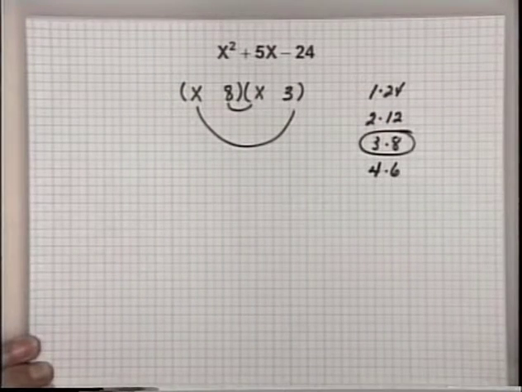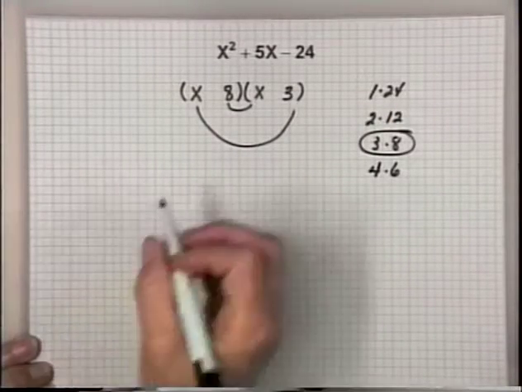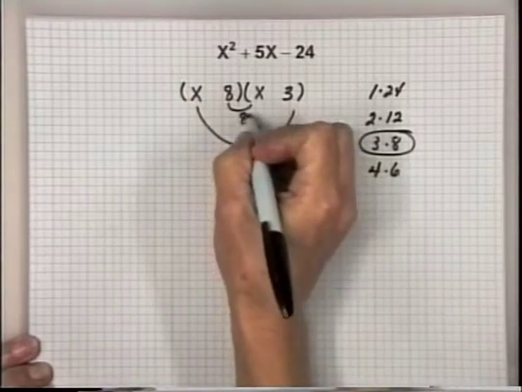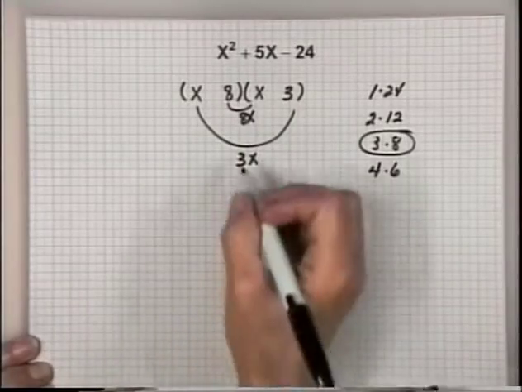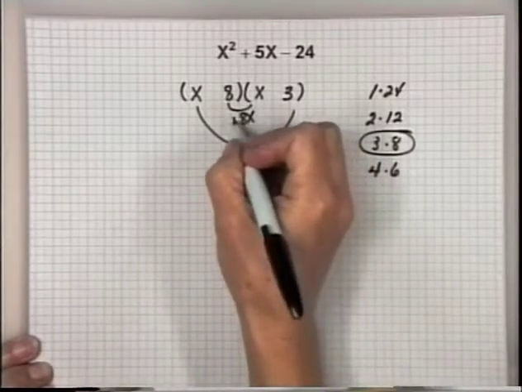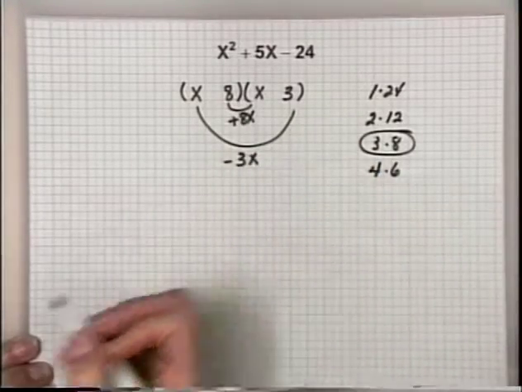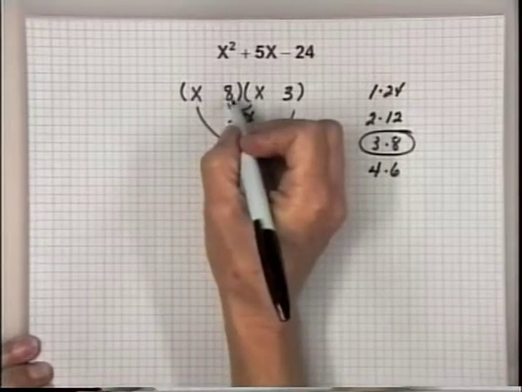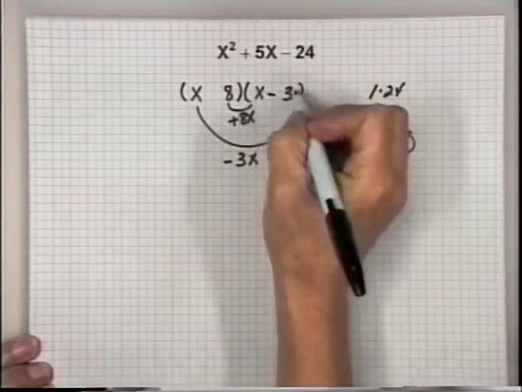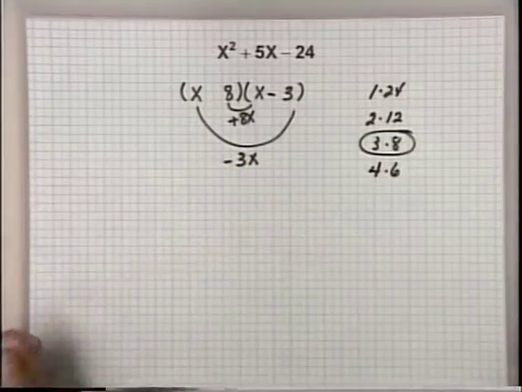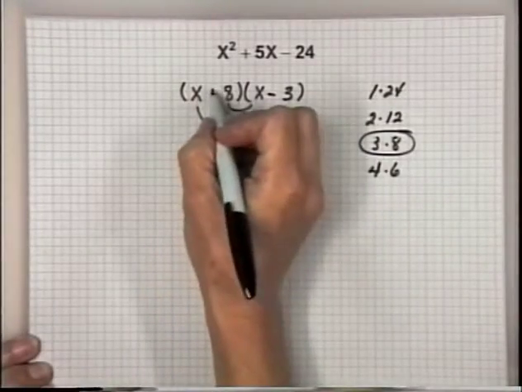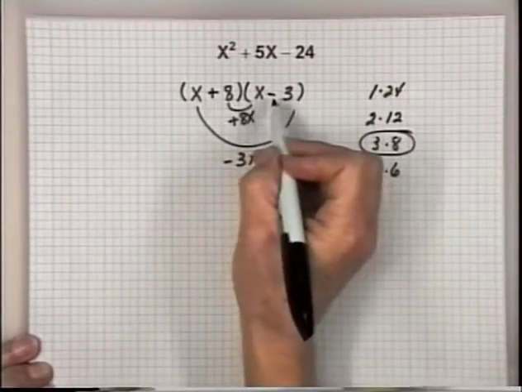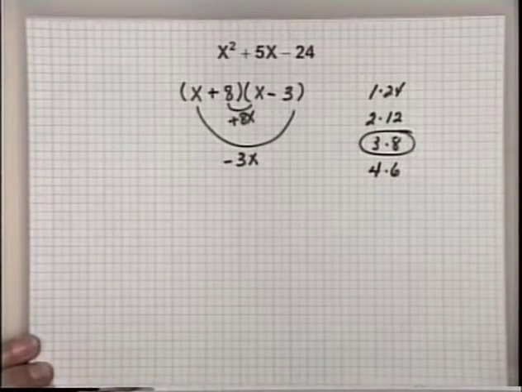Let's put those numbers in and see what happens. My outside product is 3x. The inside is 8x. With opposite signs, I need positive 8 minus 3 to be the positive 5x up there. So my outside product needs to have a negative 3x, putting the negative in this factor, and that leaves the plus sign for this one. We have our middle term, and positive 8 times negative 3 is our negative 24.